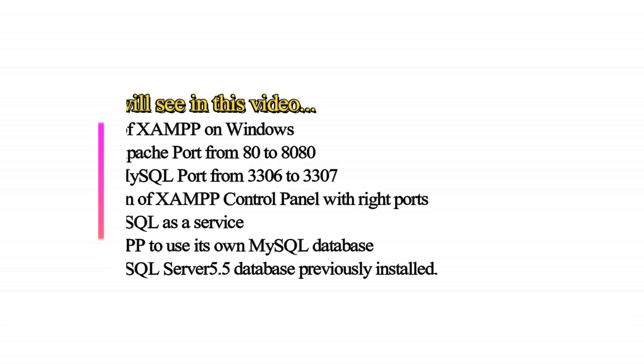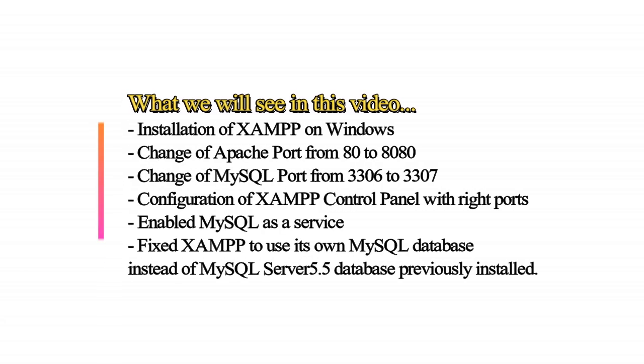So in this video we will see how to install XAMPP on Windows, change the Apache and MySQL ports, configure the XAMPP control panel with the right ports, enable MySQL as a service, and we will also fix how to let XAMPP use its own MySQL database instead of the database from MySQL Server 5.5.